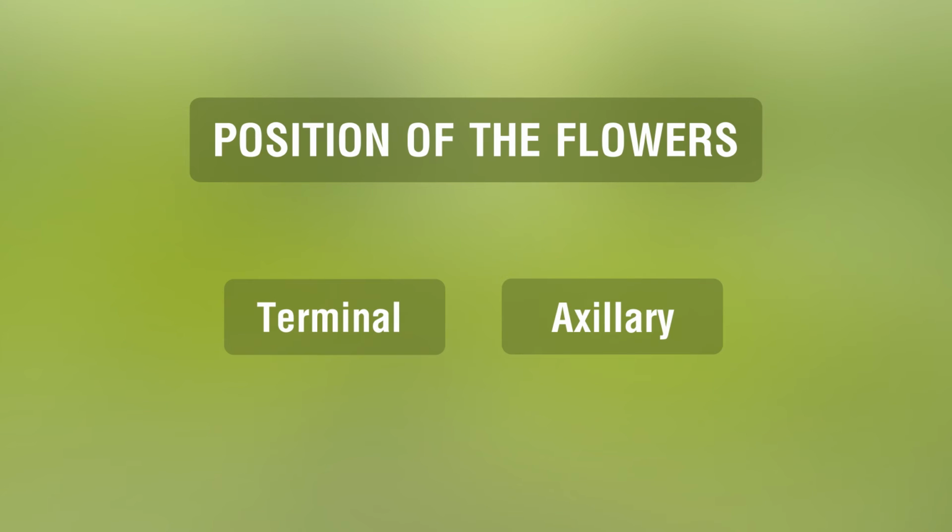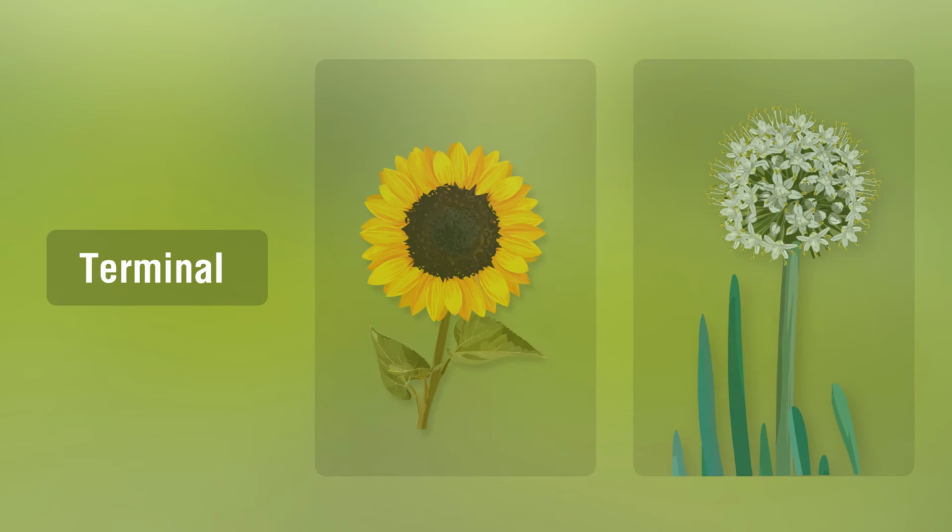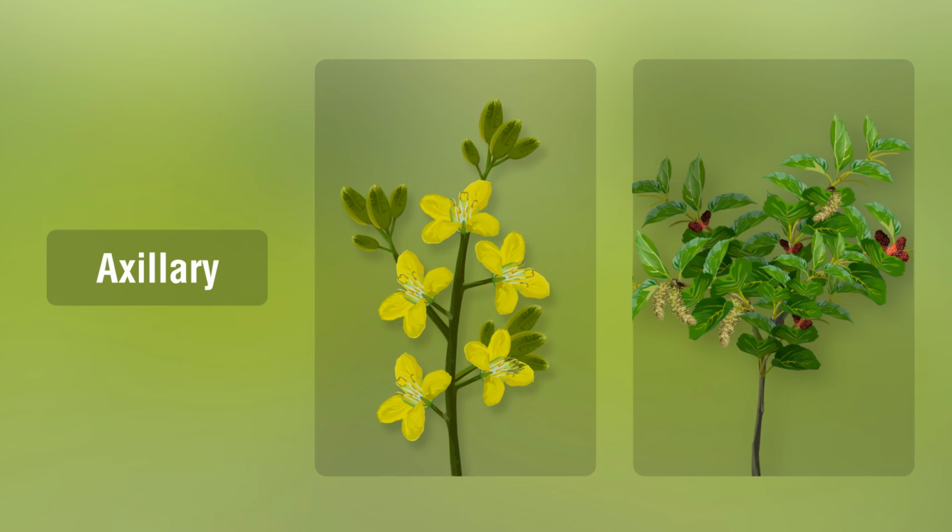The inflorescences are classified based on position in the shoot system. They are terminal and axillary. Terminal. Inflorescence arising at the tip or apex of a branchlet is called terminal inflorescence. It is seen in sunflower and onion. Axillary. Inflorescence positioned in or arising from leaf axils is called axillary inflorescence. It is seen in mustard and mulberry.